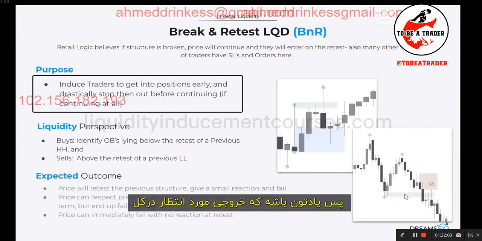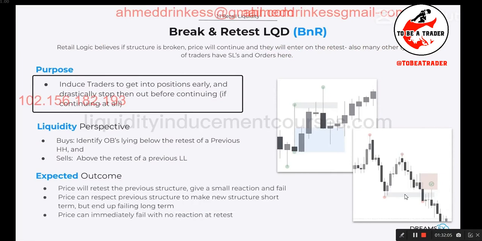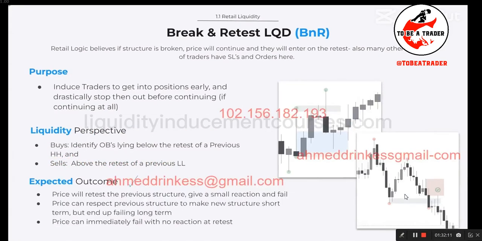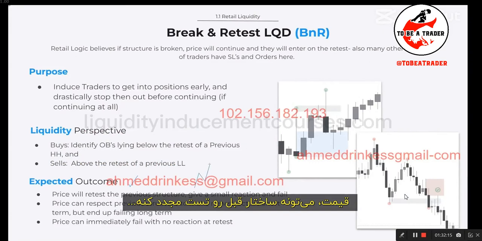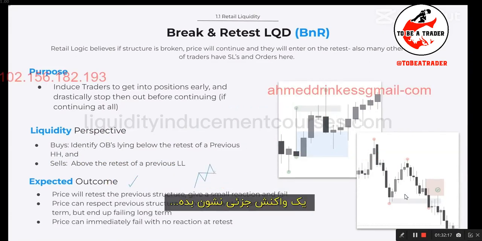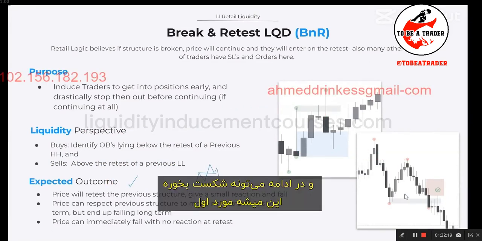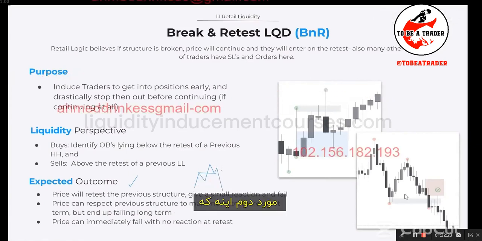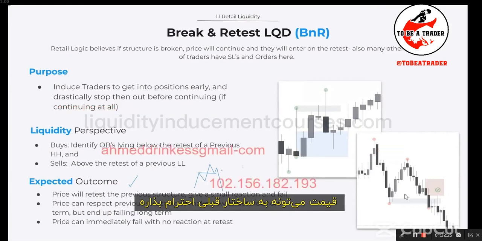So the expected outcome from it as a whole, remember, is that these three things will happen, and I would absolutely write these three things. Price can either retest the previous structure, give a small reaction, and then it can fail. Absolutely. This is the first thing. The second thing is price can respect the previous structure. It could actually do this.